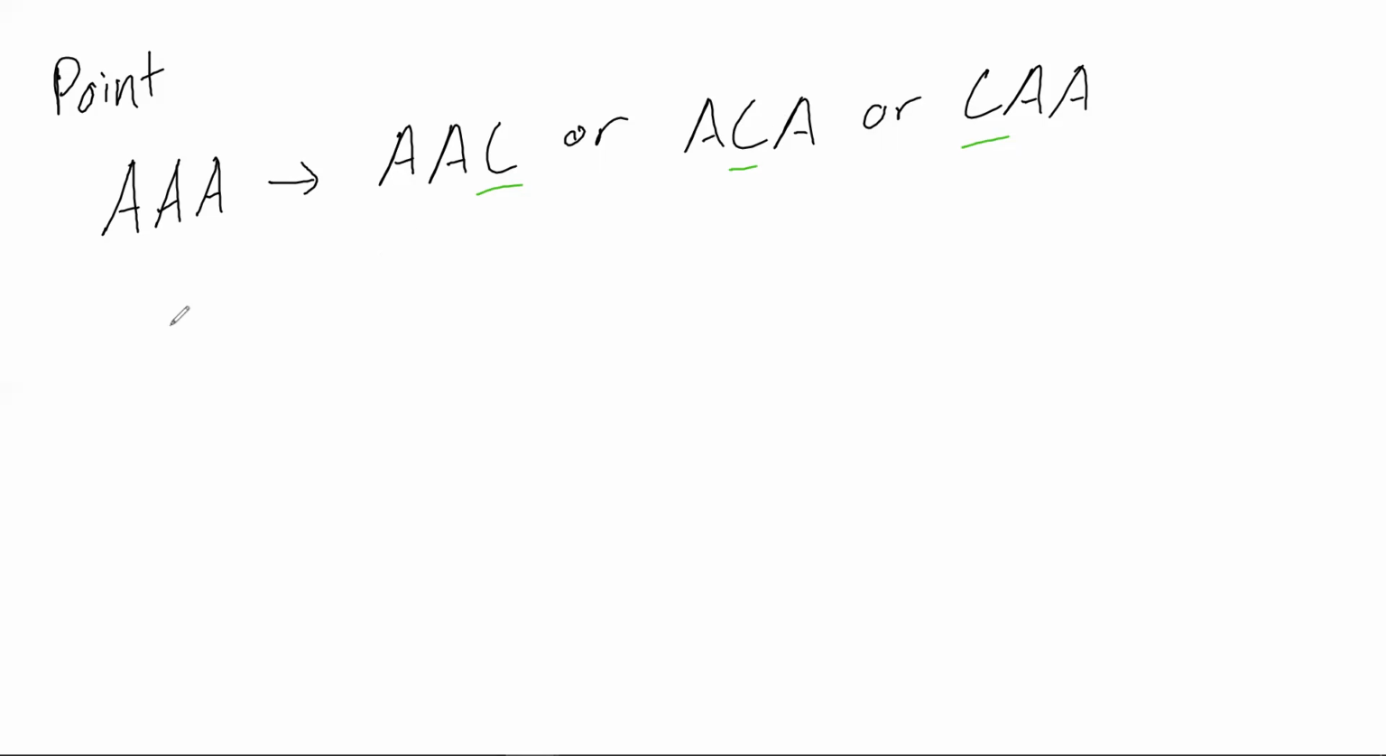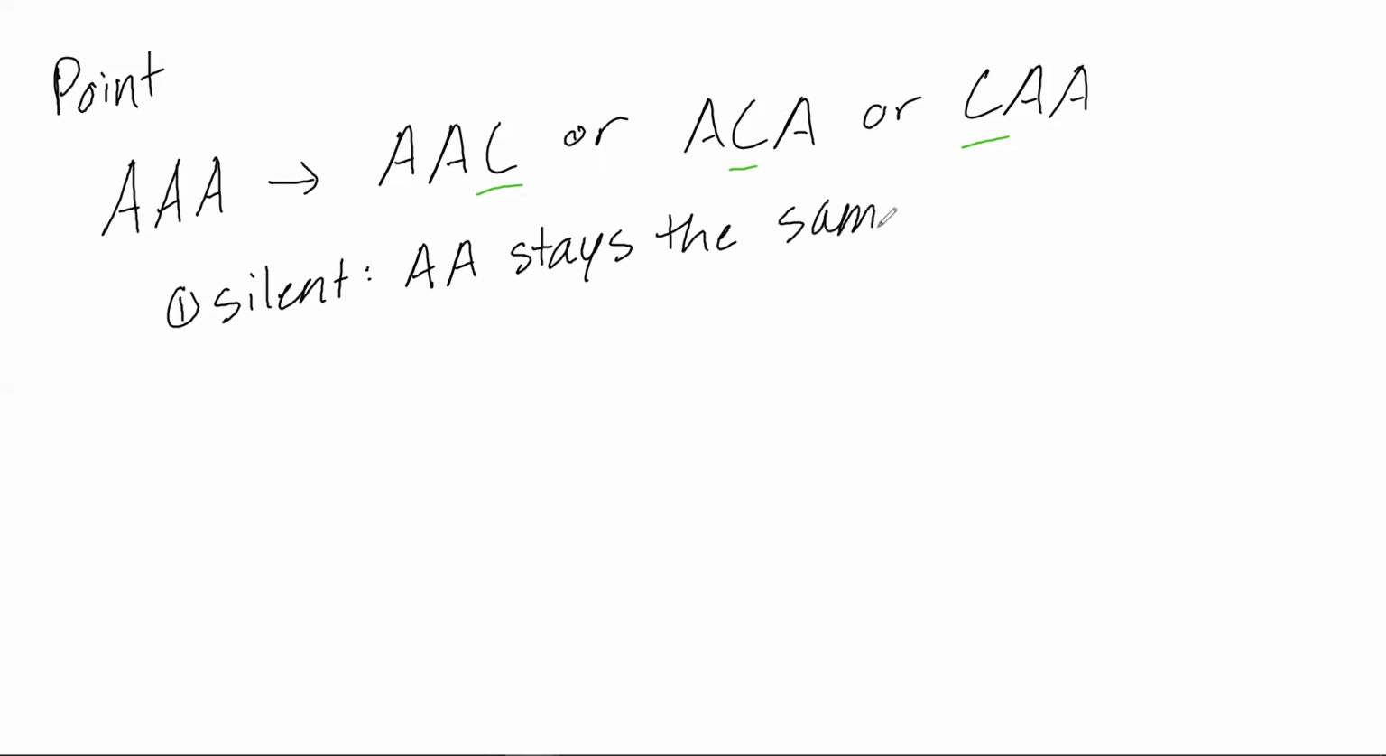First is the silent mutation, right? Your silent mutation is just when there's a mutation, but the amino acid stays the same. So you don't see the change, right? You cannot see the change in your genes. You can't see the mutation, but the mutation is there. This typically happens in the third base. But sometimes it can happen in the second. You usually won't see this in the first.